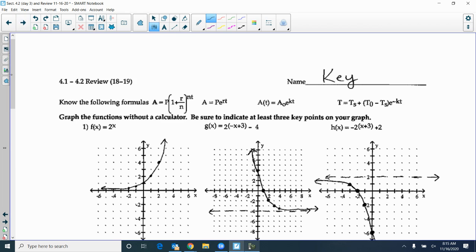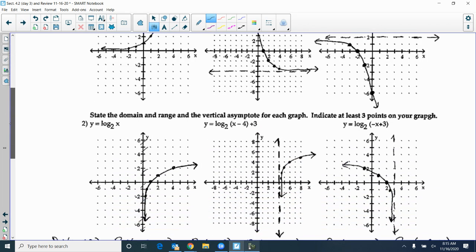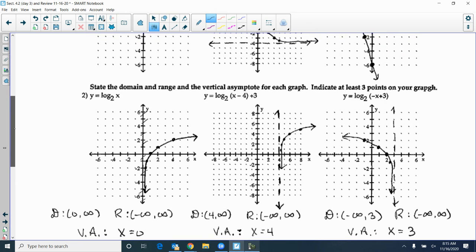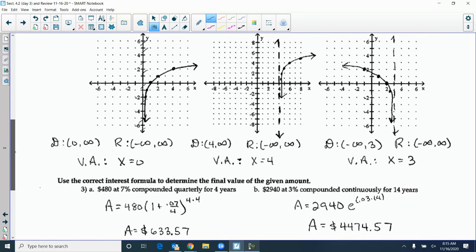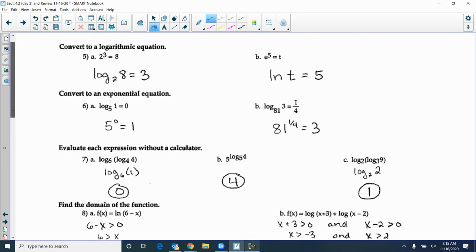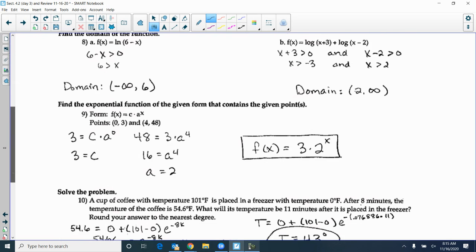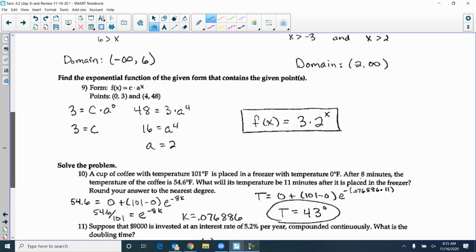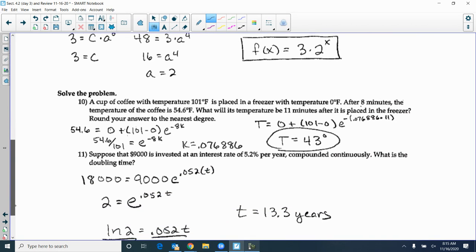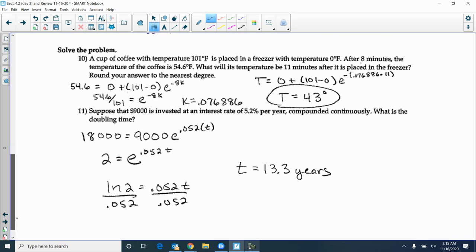But for those of you watching at home, you could probably go back through here. Here's some of your answers. State the domain and range and vertical asymptote. Make sure you do that when you get to the front. And here's the answers to the back. Ooh, 43 degrees. I'll keep it right there.